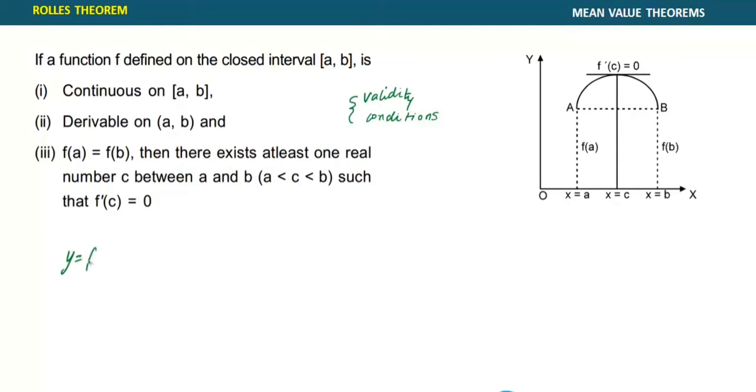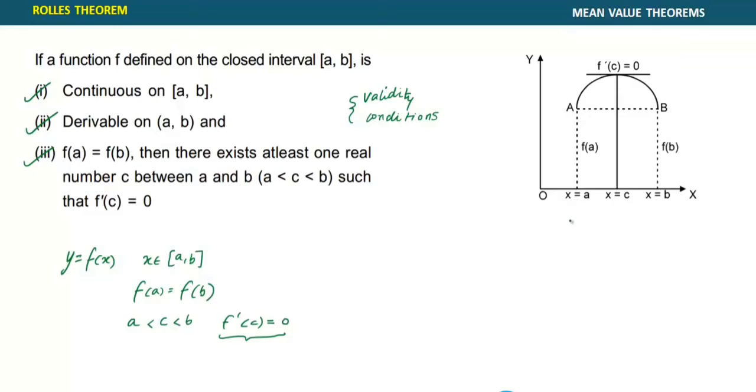If you are given a function y equal to f(x), where x belongs to the closed interval [a, b], the first condition is that the function is continuous in [a, b]. It is derivable in the open interval (a, b), so here the boundary points have been left out. And the very special condition is that f(a) is equal to f(b), that is, the values at the boundary points are equal. Then there will be a c which lies between a and b, such that the derivative at c will be 0. This is the mathematical condition of Rolle's theorem.